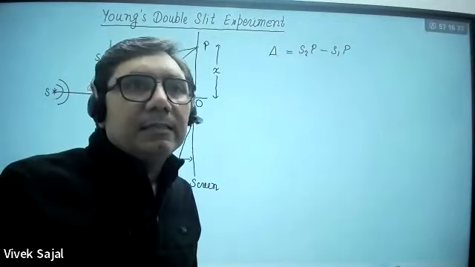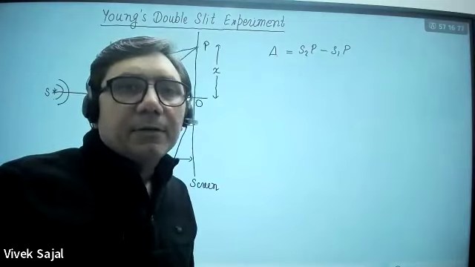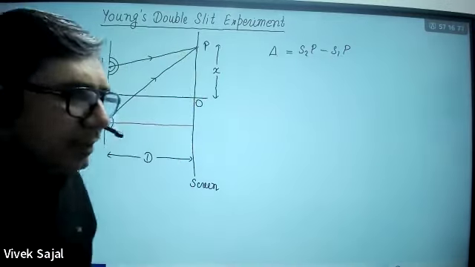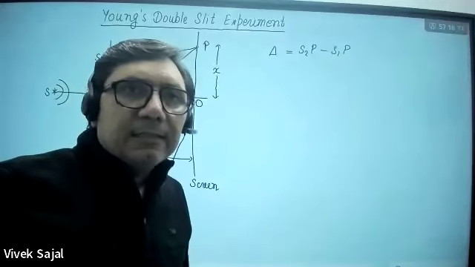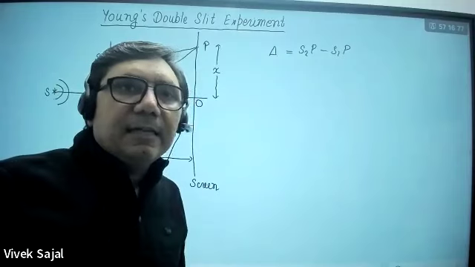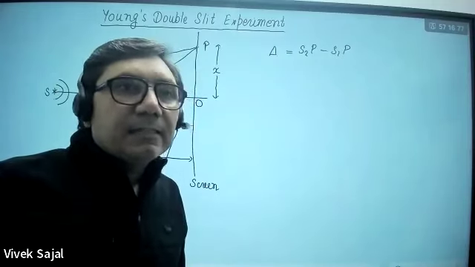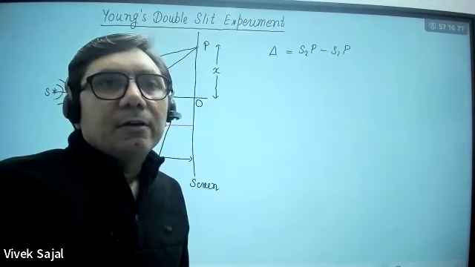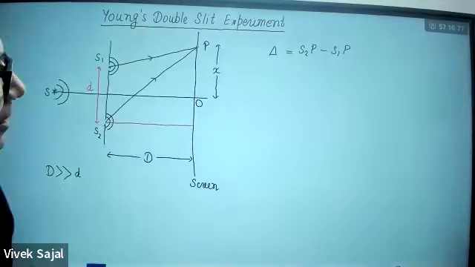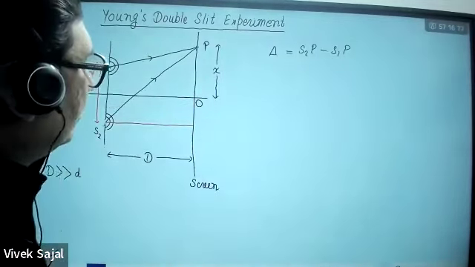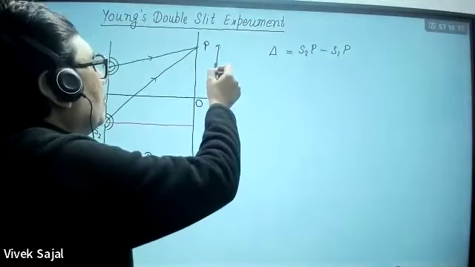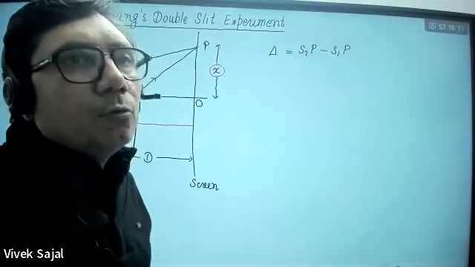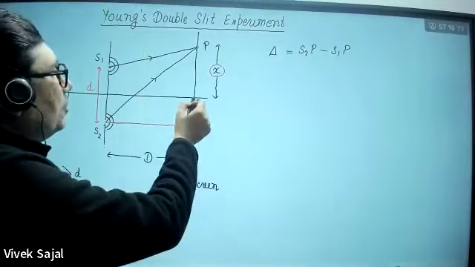We want to find out the intensity at an arbitrary point P on the screen, which is at a distance small x from the center of the screen O. This is small x.